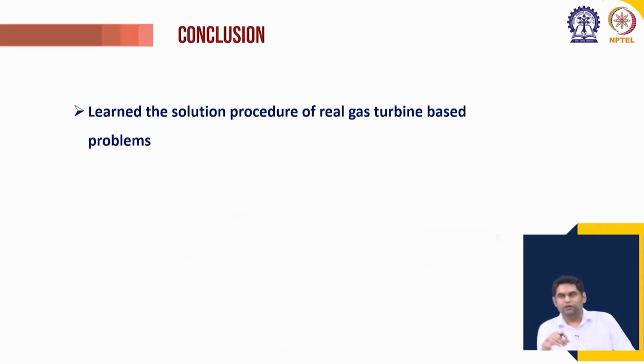So, with this we conclude today's class. The main purpose was to show you, there were two purposes of solving this problem. One is of course to learn how to solve design problems like this, how to do design point calculations, where all these realistic phenomena are present.